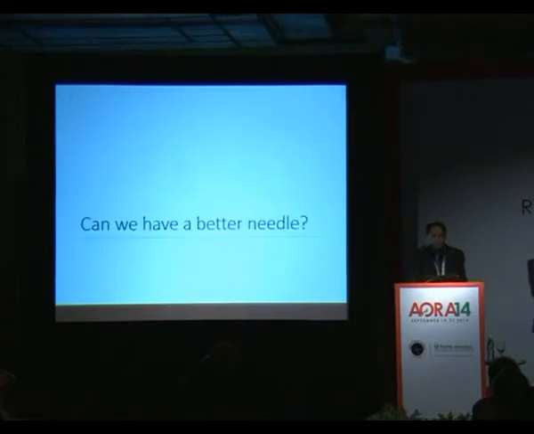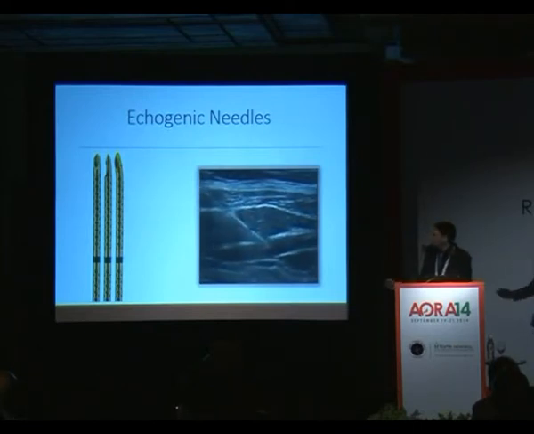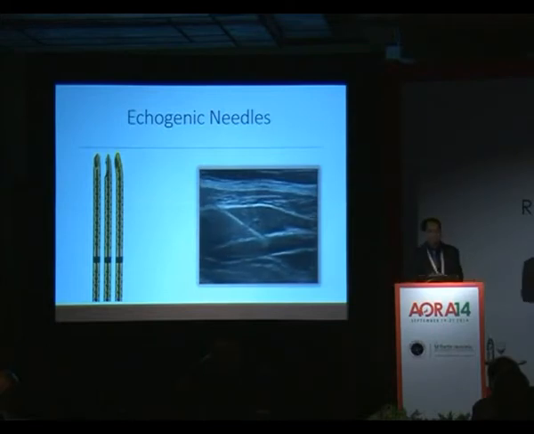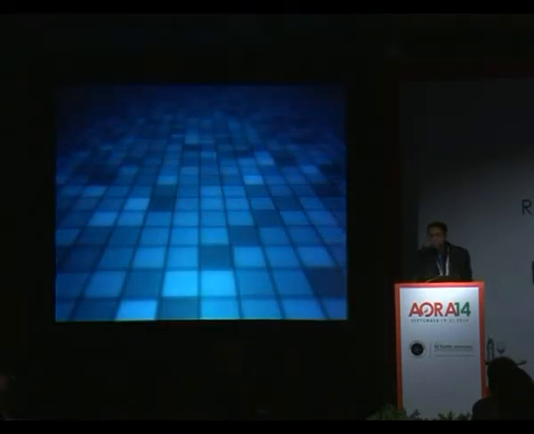So can we have a better needle? I'm not going to spend too much time on this. The echogenic needle is commercially available these days. The morphology of the tip varies. You can have a 2E, you can have a facet. But the whole concept is there's a little bit of etchings and engravings on the needle which create irregular angles for the ultrasound beam to reflect off. But even then, if you have all the skill in the world and you have the best echogenic needle in the world, you can't get this needle image going 100% of the time. So can the machine help us? And that's what we're talking about today.